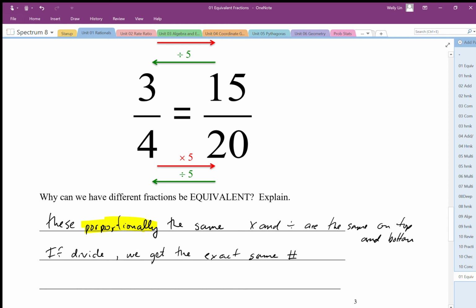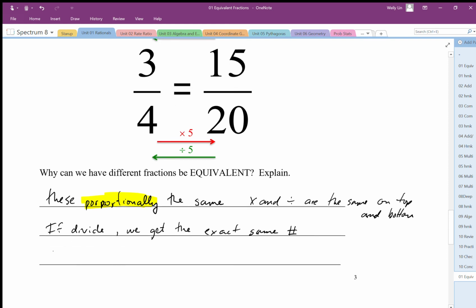And what we could also say is that they show up on the same point on the number line. They appear in the same position on the number line.